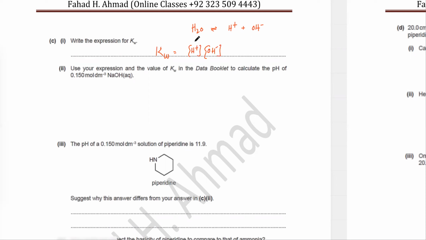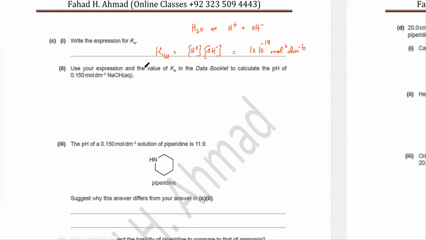and the H plus one concentration in pure water is 1 times 10 power minus 7 mole per dm cube. The OH ion concentration is also 1 times 10 power minus 7 mole per dm cube. So that means the value of KW under standard conditions, this equilibrium constant, is 1 times 10 power minus 14. It's going to be mole squared dm to the minus 6.